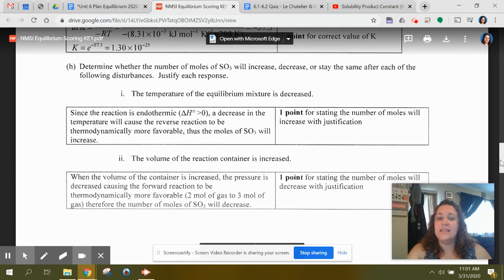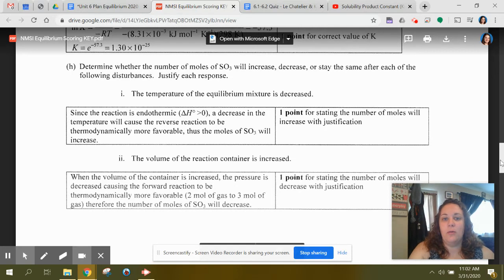The volume of this container is increased. Okay, so remember when we increase volume, it shifts to the side with more moles of gas, or you can think about increasing volume as decreasing pressure. You need to pick one way or the other to think about the volume or pressure questions. I always stick with volume. Increasing volume shifts to the side with more moles of gas.